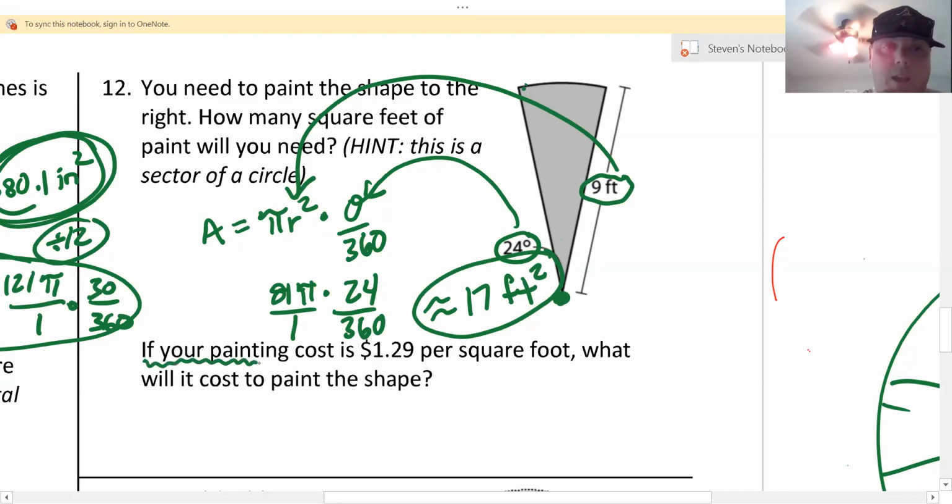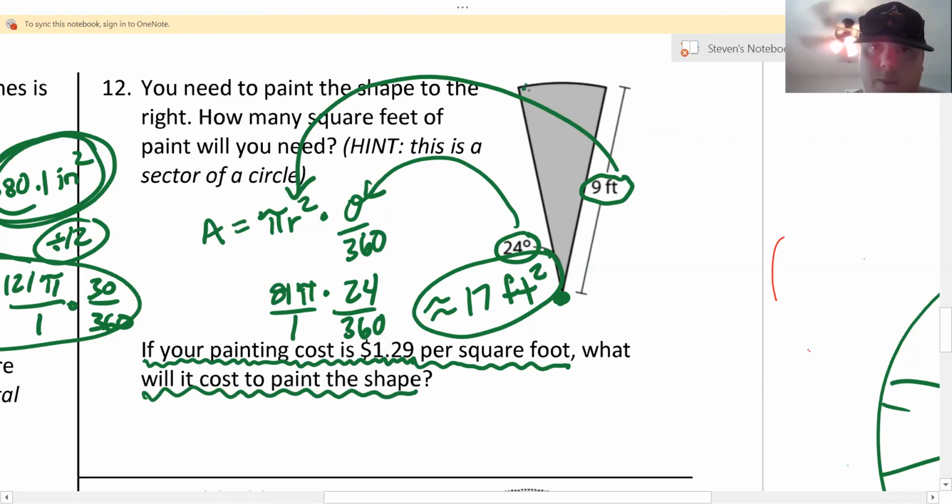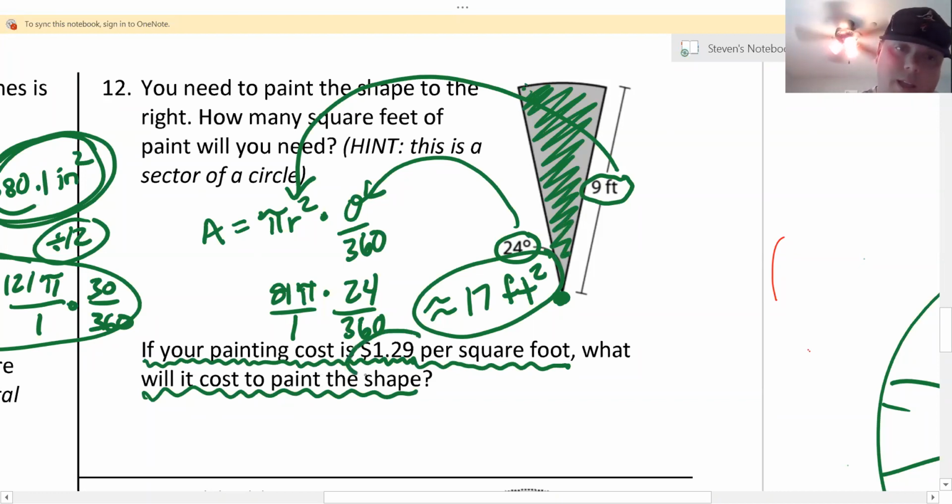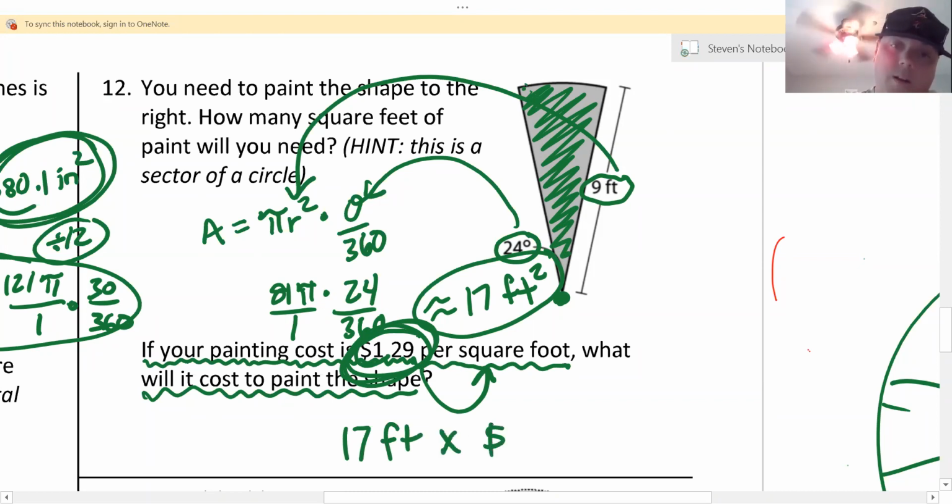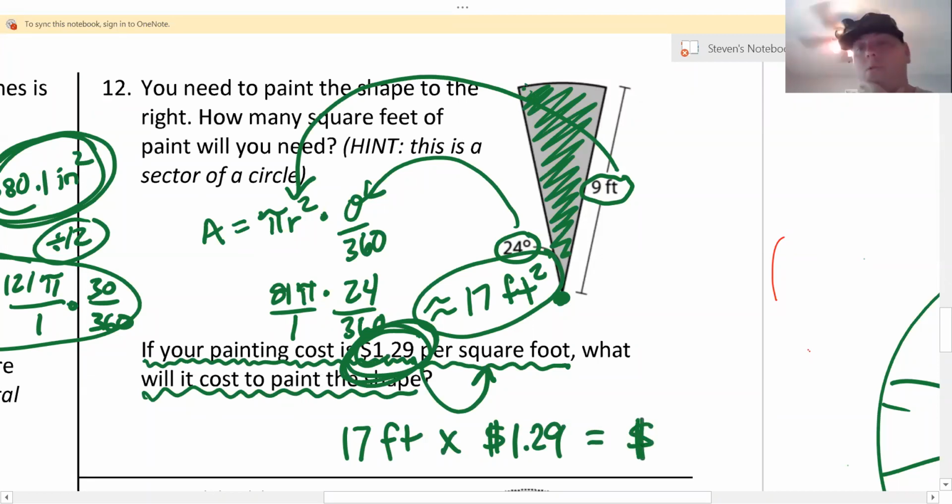It says, if your painting cost was $1.29 per square foot, what will it cost to paint the shape? Well, we know that this area we just calculated right here is 17 square feet. And now they're telling us that it costs $1.29 per square foot to paint it. So I think we're just going to do a simple calculation of 17 square feet times $1.29, because that's per 1 square foot, and that's going to tell us the cost to paint that portion. That seems like a pretty easy one. You guys can just punch that in. 17 times $1.29.